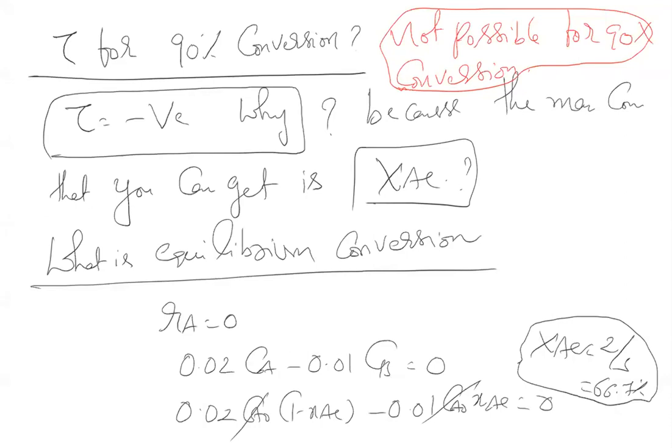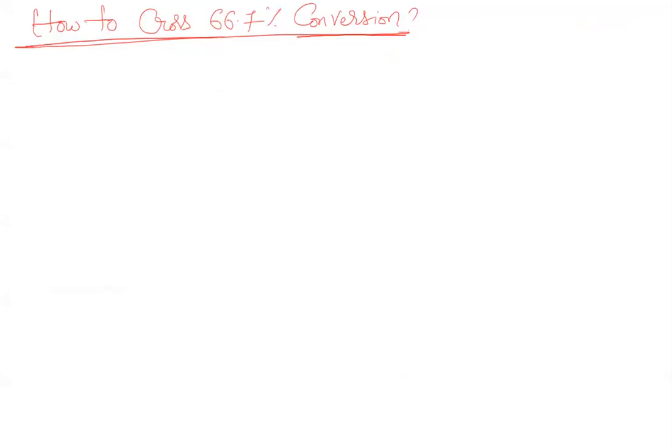That means should we live with 67%? Then suppose if you want to cross 67%, how do you cross? Tau cannot be negative, no. Tau is in minutes; minutes cannot be negative.